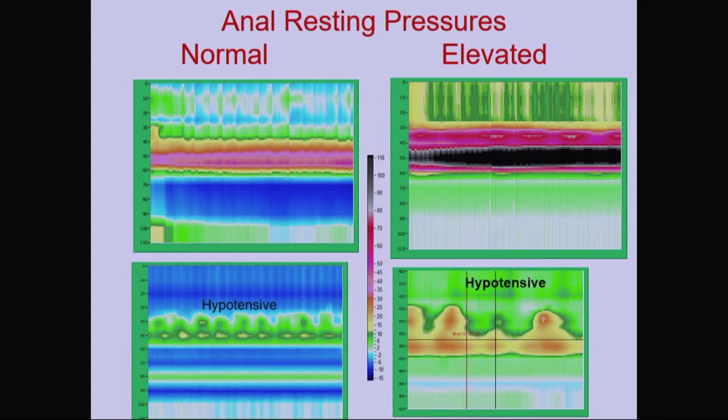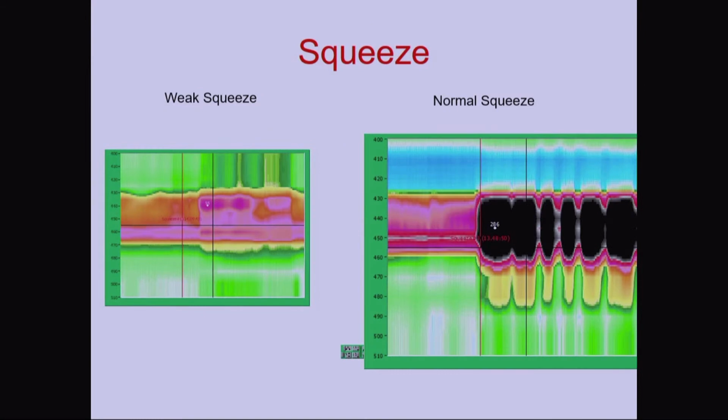So what do the resting pressures tell us? They tell us the status of the internal anal sphincter. When we want to know about the external anal sphincter, we tell the child to squeeze or to hold tight. That's a weak squeeze, and that's how a normal squeeze is. Children with defecation disorder sometimes cannot squeeze, cannot push out, and have poor rectal propulsive forces.